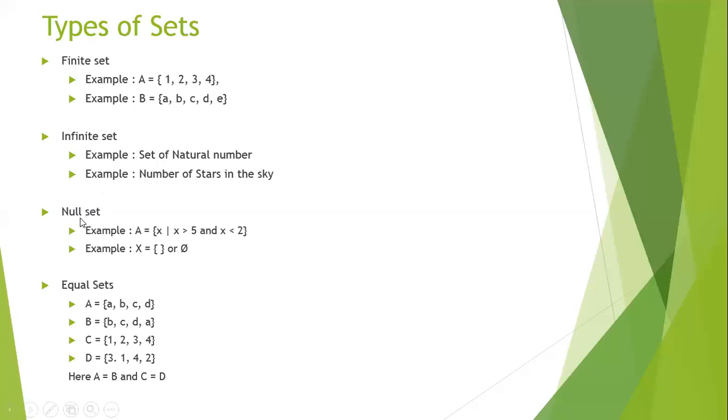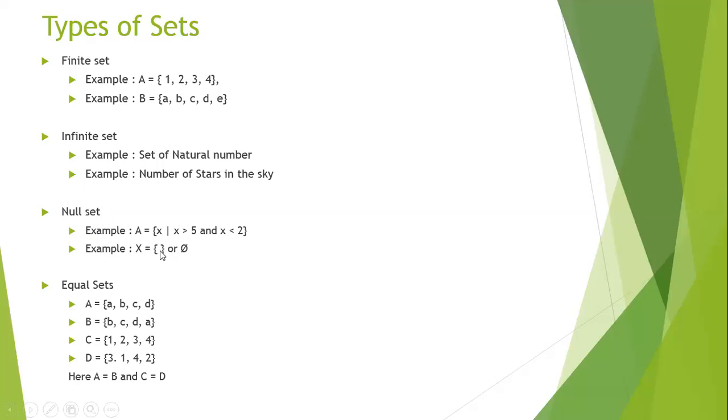Now the next is the null set. Suppose A is equal to x such that x is less than 5 but greater than 2. Just think about it. You have to write down the elements in the set which are greater than 5 and less than 2. Does it exist? No, this is senseless. So such a set in which there is no element is called a null set. Empty set, you can say that.